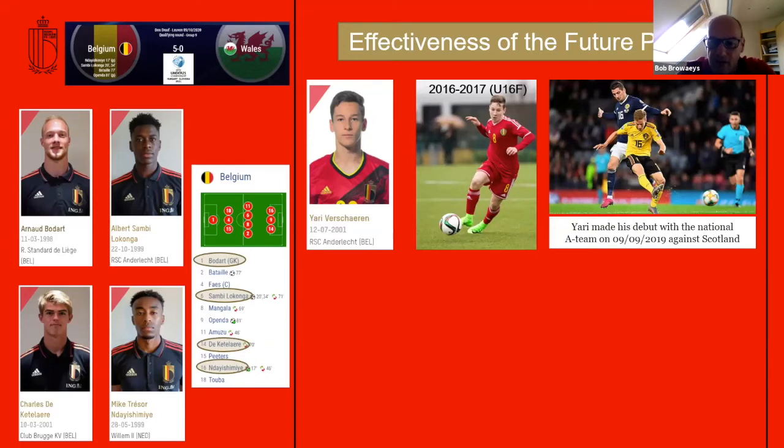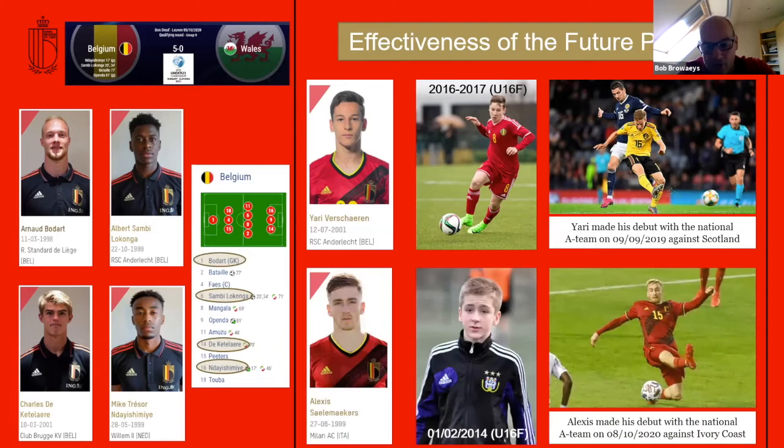So like Jari Verschaeren, he made his debut against Scotland in 2019, 1 year ago. And he was an under-16 future player in the season 2016-2017. And also Alex Salemakers this week, Thursday, he started for the first time against Ivory Coast. So these are still players born in 2001 and born in 99 who still can play with the under-21.